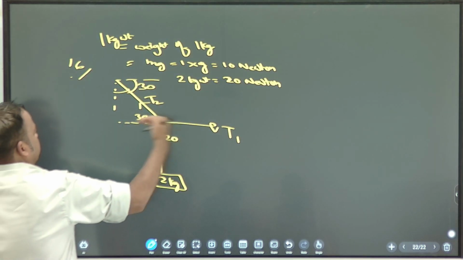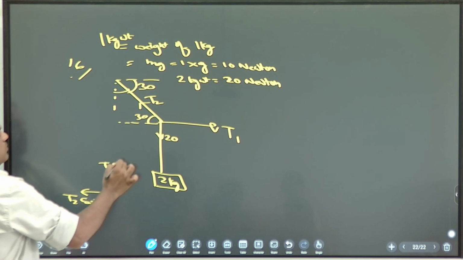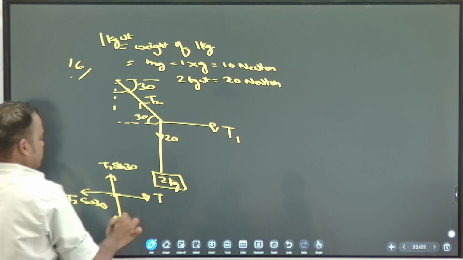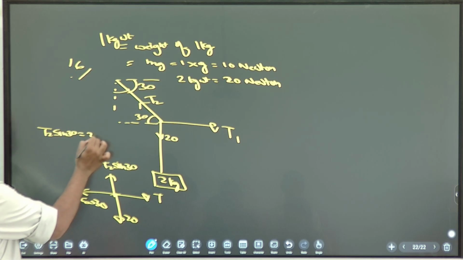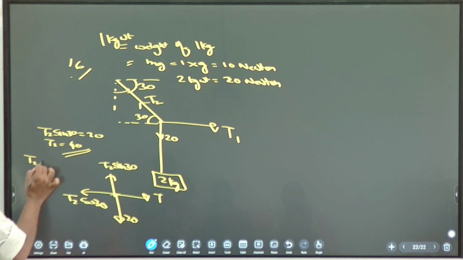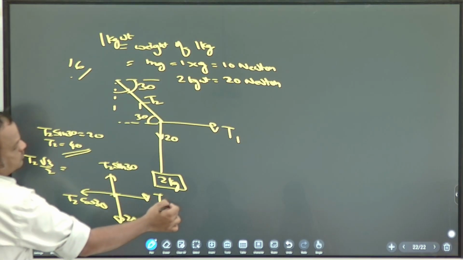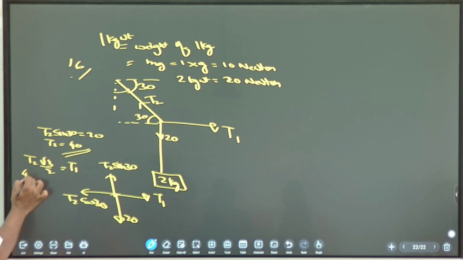Component. So what is the left component of T2? T2 cos 30, very good. And this is T2 sin 30, and on the right side, this is 20. They are equal. So T2 sin 30 is 20. So T2 is 40. And T2 root 3 by 2 is T1. So 40 root 3 by 2 is T1. So T1 is 20 root 3 Newton.